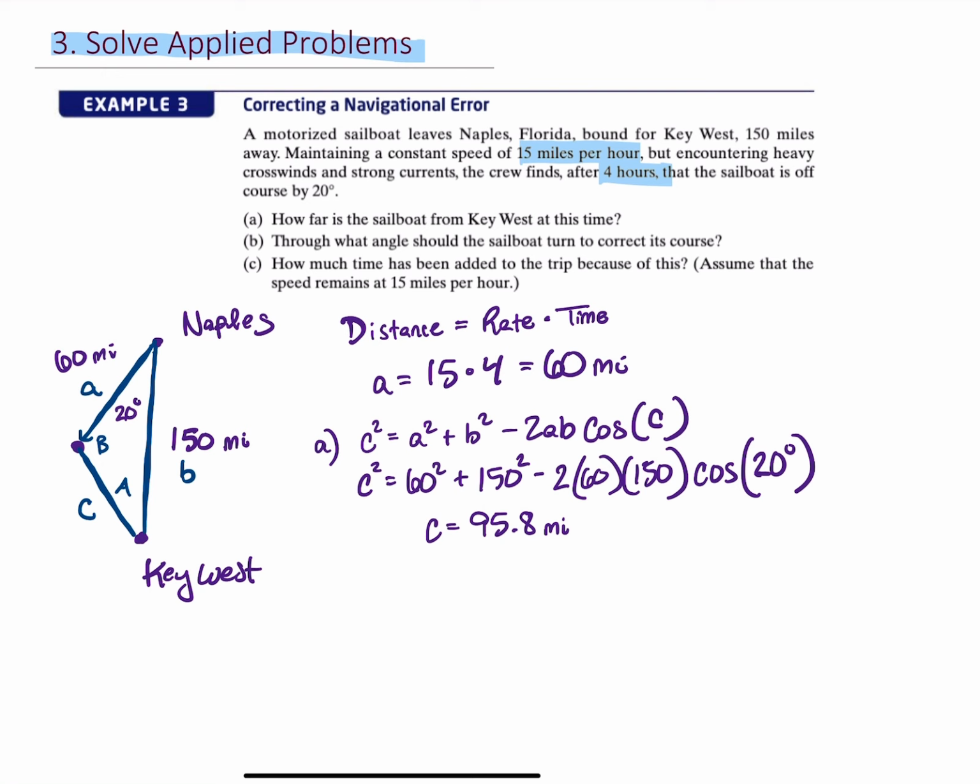I got some negative number at first, so that was a sign I didn't type something in correctly. So we get one missing piece here. We know that we are 95.8 miles from Key West.